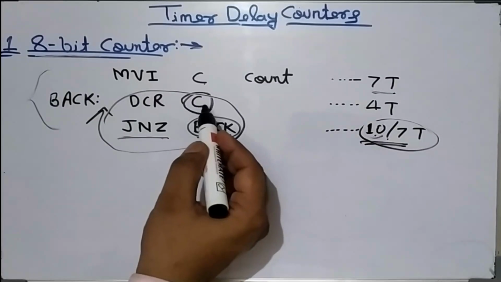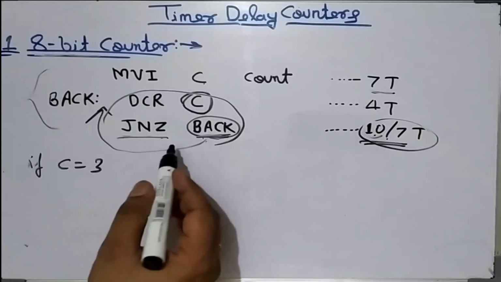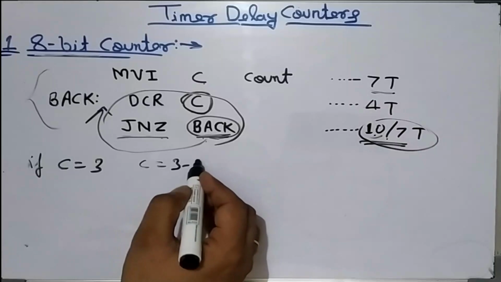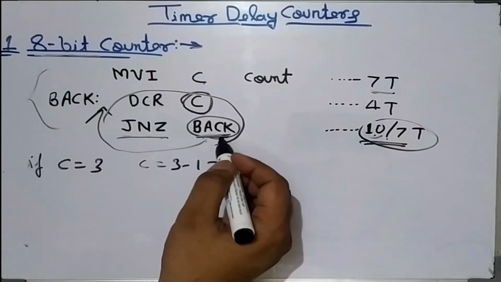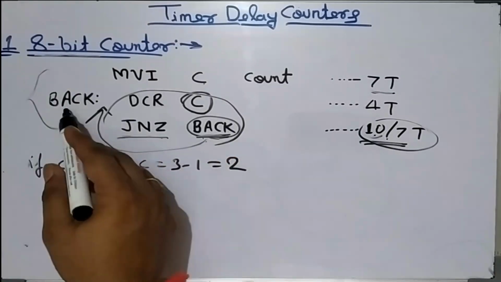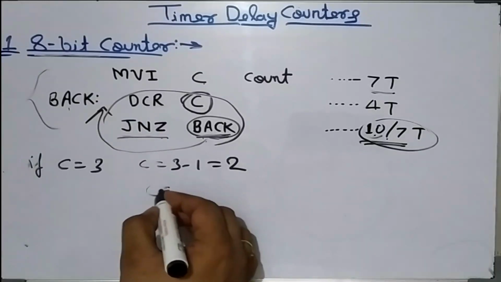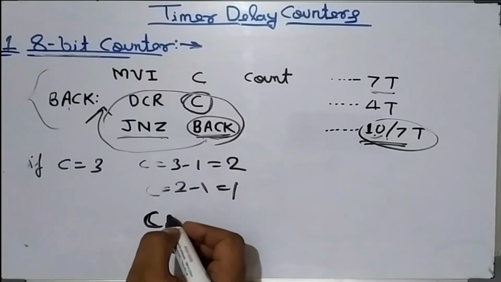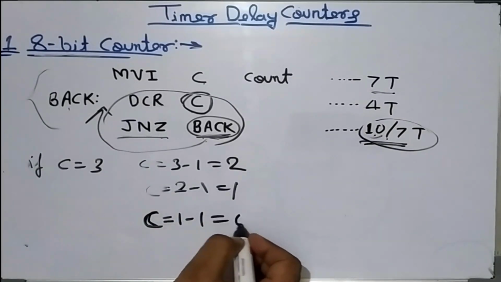Okay, DCR C. Suppose that C is equal to 3, then after executing this instruction, C will be equal to 3 minus 1 equals 2. Then JNZ will lead this program to jump to the back address. And again the C value will be decremented by 1, equal to 1, and again this process will continue up to the last loop, where C equals 1 and after decrement it will become 0.